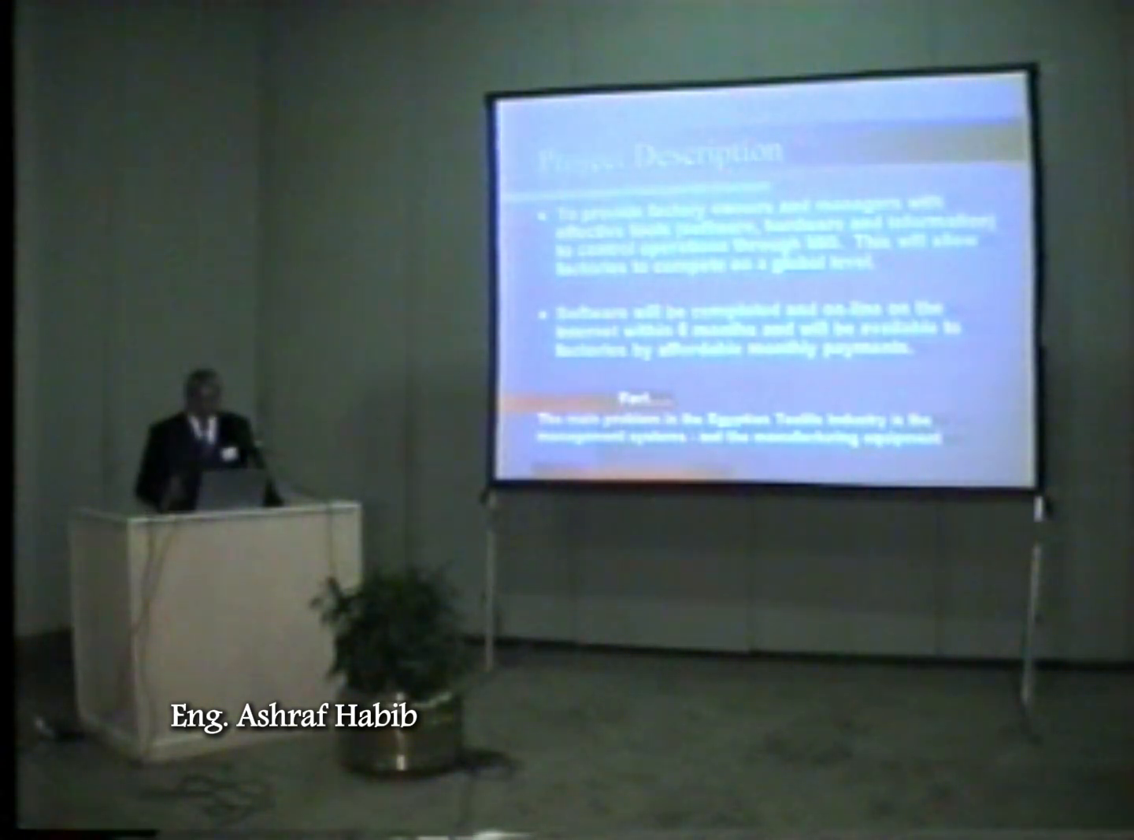Okay, the description is to provide the factory owners and managers with an effective tool, software, hardware, information, to control operations through MIS, Management Information System. This will allow factories to compete on a global level. Now, a lot of people ask me all the time, what do you mean by a tool?